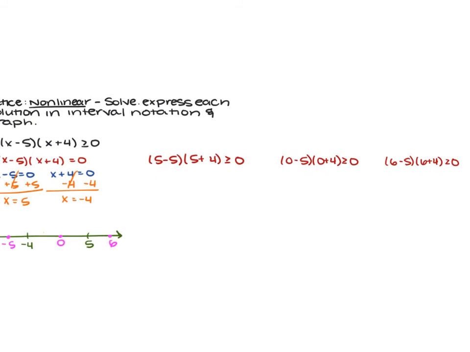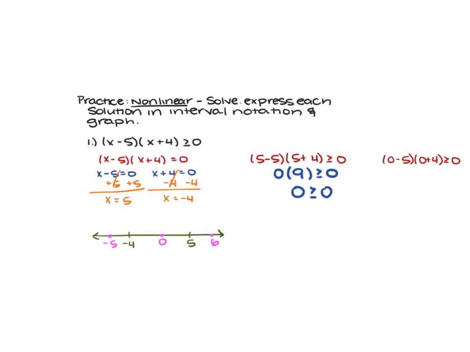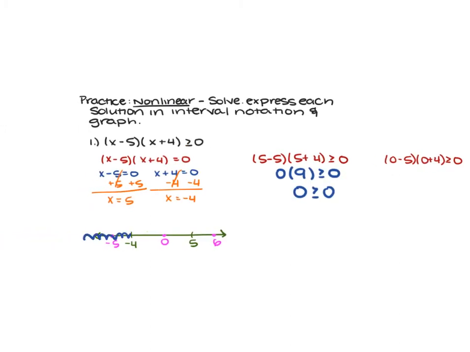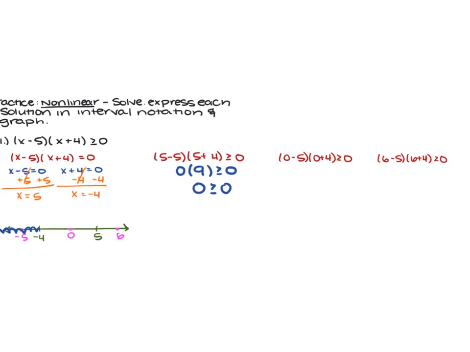So from here, the 5 minus 5 is 0, times 5 plus 4 is 9. 0 times 9 is 0. That is equal to 0. So this would be shaded. The 0 minus 5 is negative 5. The 0 plus 4 is 4. Negative 5 times 4 is negative 20. Negative 20 is not greater than or equal to 0. So the middle there would not be shaded.